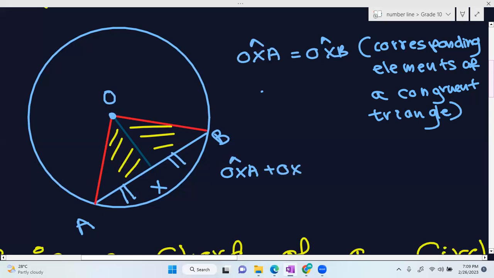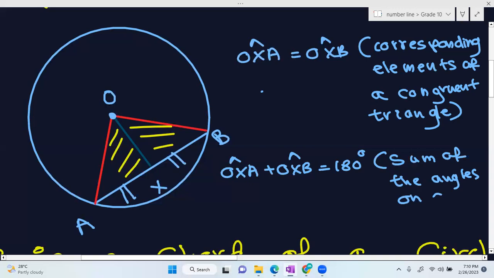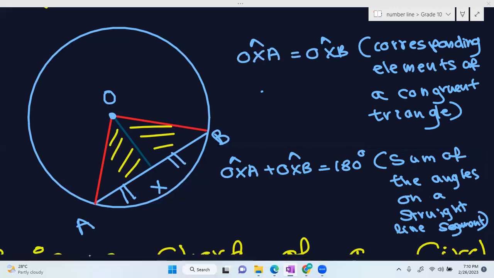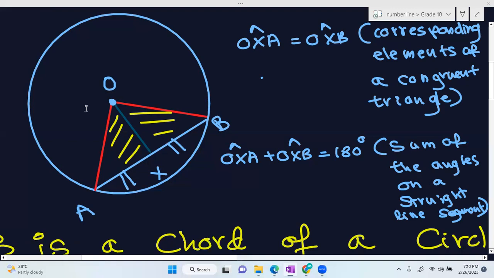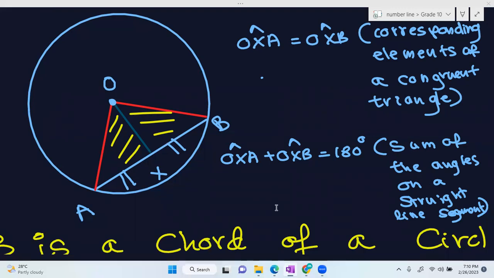Therefore, the sum of these two angles is equal to 180 degrees. What is the reason? Sum of the angles on a straight line segment. Okay, did you understand these two steps? Now we are going to prove that either angle OXB or angle OXA is equal to 90 degrees.